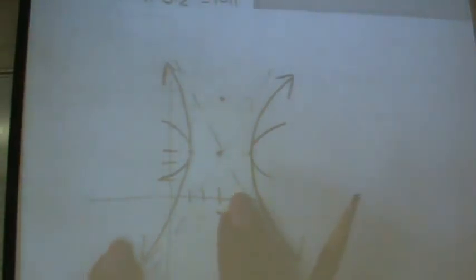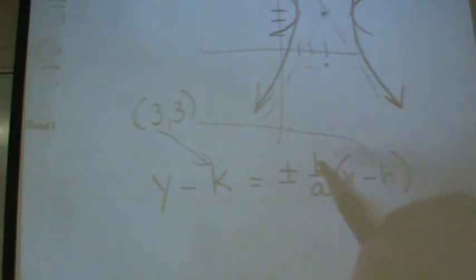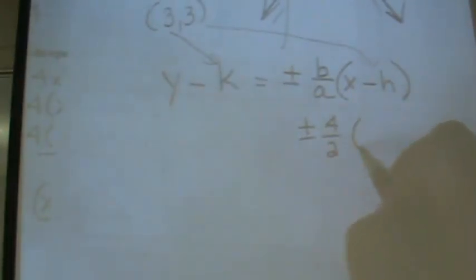If I wanted to find the asymptotes, this is what you're going to do. It's y minus k equals plus or minus the b to a ratio, like that. So where is my center? It's (3, 3), right? So you'd put a 3 here and a 3 here. And I need my b to a ratio, so it would be a 4 to 2 ratio, or 2. Just keep it as 4 over 2 for now.